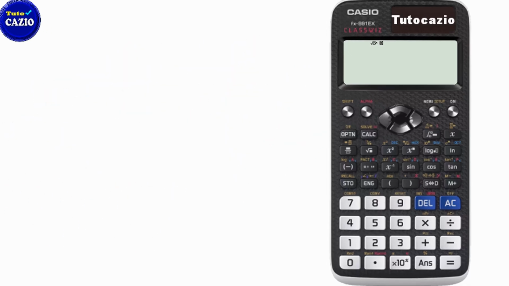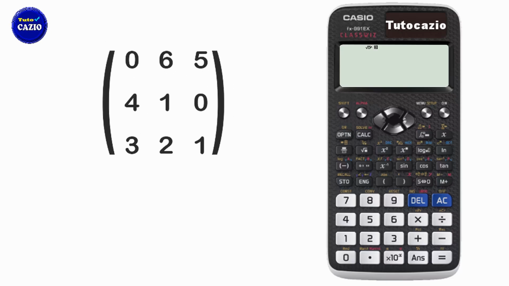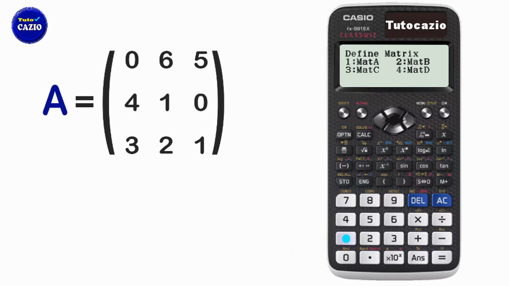Proceed directly with these step-by-step instructions, using the following example. To enter a matrix into the calculator, the following setup is required. The matrix has 3 rows, with 3 columns.